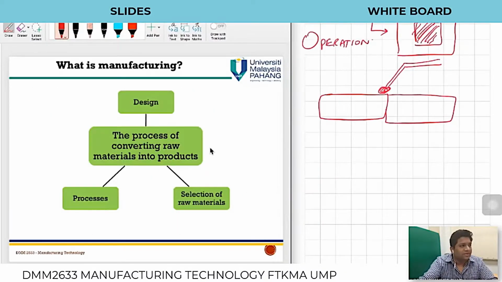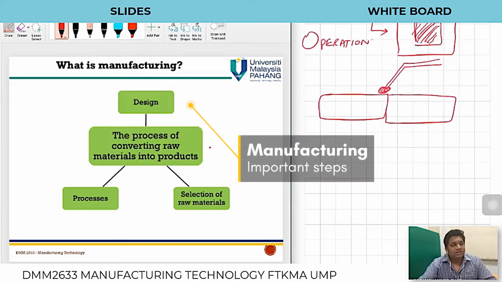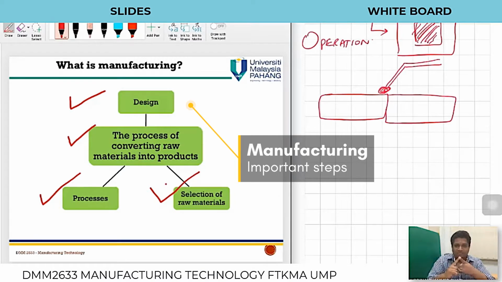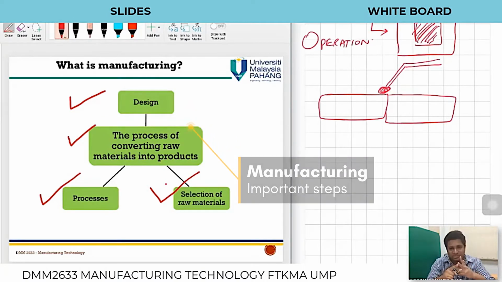So let's move to the next slide. What are the important steps of manufacturing? Number one is that we need to design something. Number two is basically we need to convert the raw materials into products. And number three is we need to select the process and select the raw materials correctly. Manufacturing revolves around design. First, I design, then I select the raw material, then I select the manufacturing process, and then I do the manufacturing.